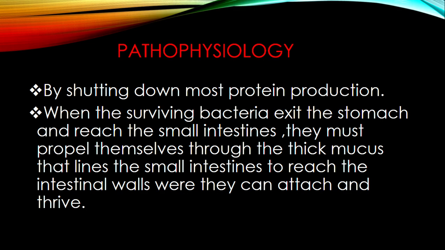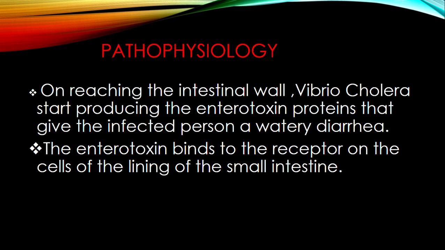So now they've reached the walls of the intestine, and they've attached themselves to the walls of the intestines. On reaching the intestinal wall, Vibrio cholerae starts producing the enterotoxin proteins that give the infected person watery diarrhea. So notice that when the bacteria attaches itself to the wall of the intestines, it starts to produce an enterotoxin. It is this enterotoxin which makes a person lose a lot of water through diarrhea.